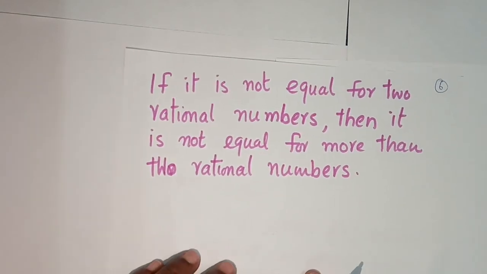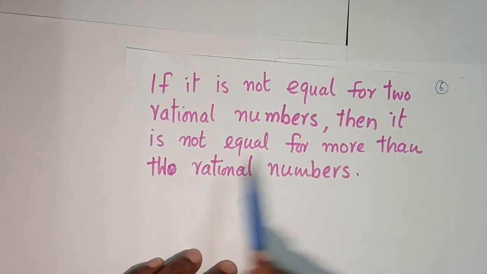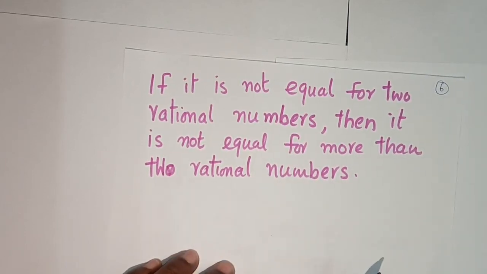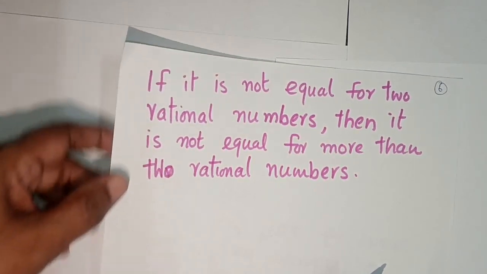So what does it say? If it is not equal for two rational numbers, then it is not equal for more than two rational numbers. That is, if it is not commutative, then it is not possible to be associative.